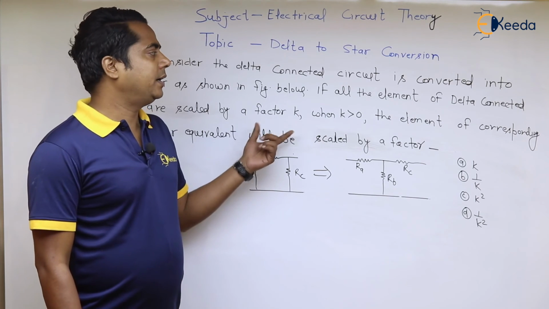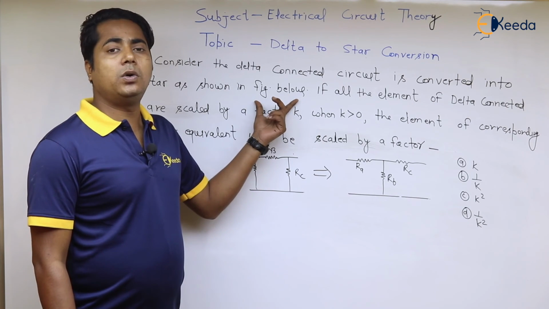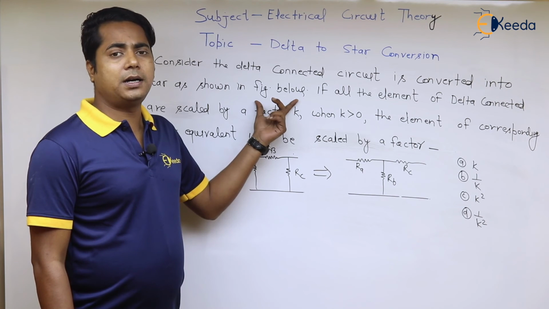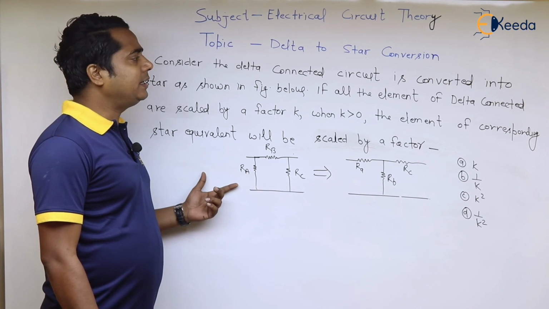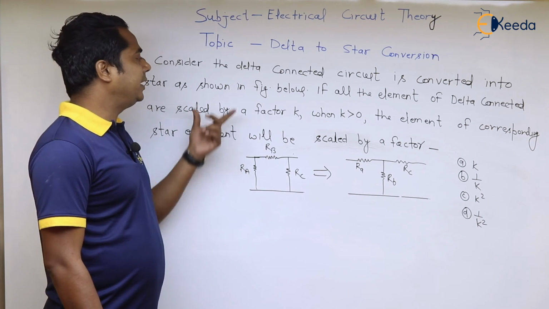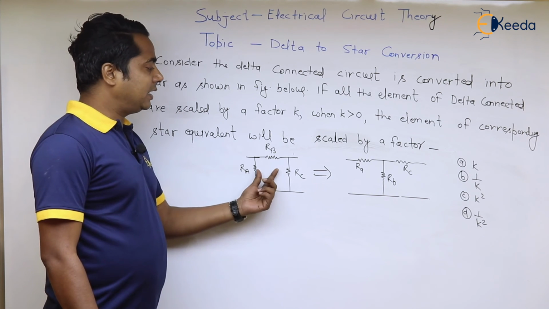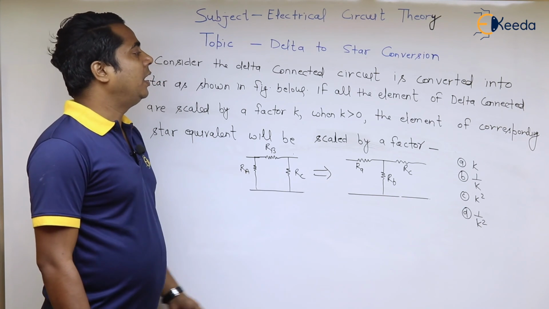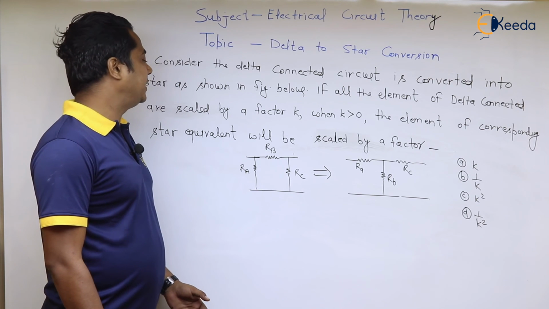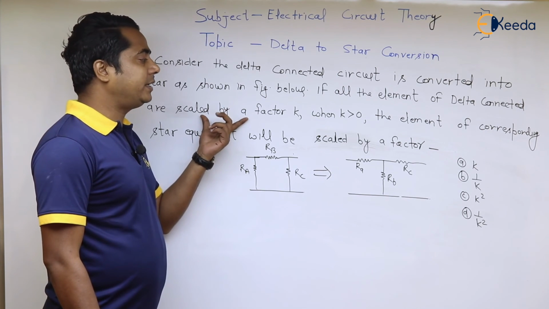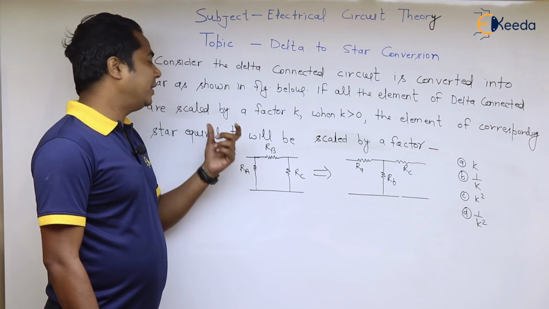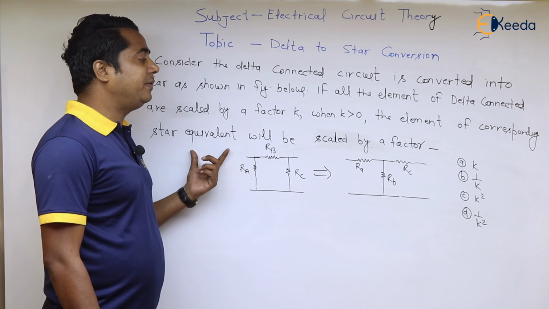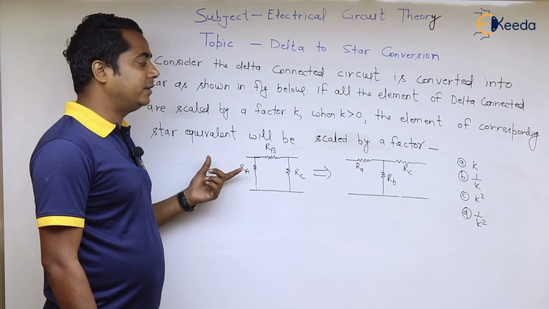We are going to understand one more example to understand star to delta and delta to star conversion in a very easy way. Consider the delta connected circuit is converted into star as shown below. This delta is converted into star. If all the elements of the delta connection are scaled by a factor k, when k is greater than 0, the element of the corresponding star equivalent will be scaled by a factor.